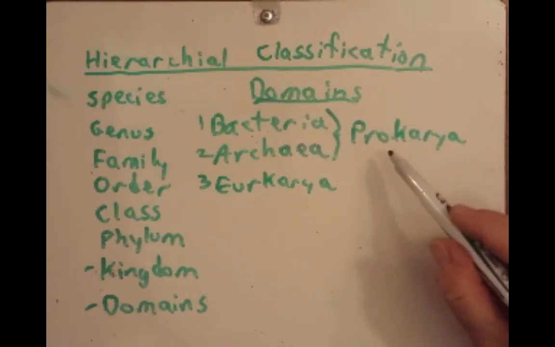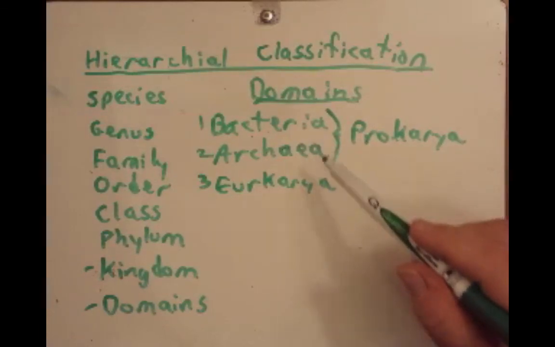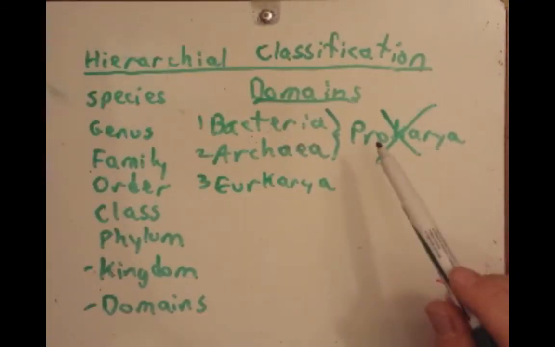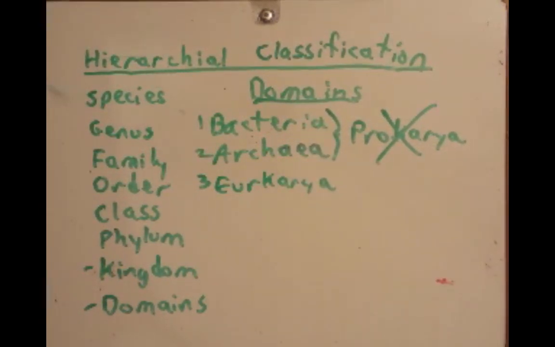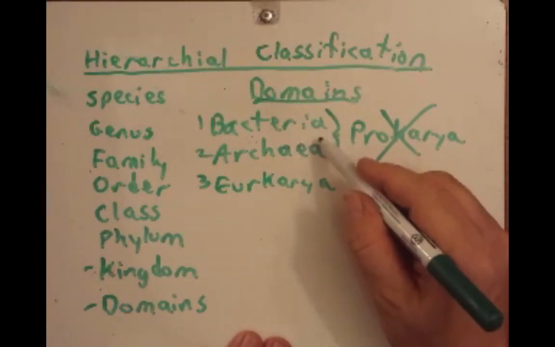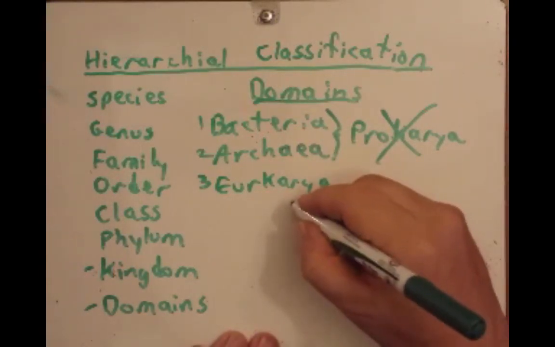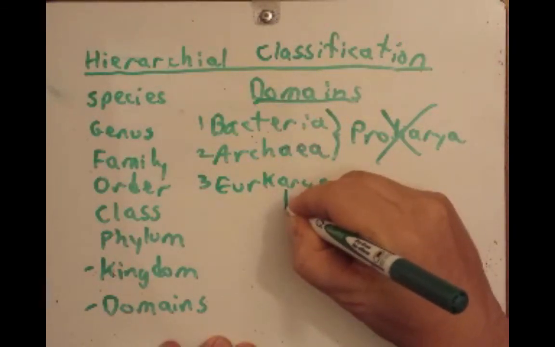Though if you use this term today, people will still know that you're talking about bacteria and archaea. However, we try to avoid using this term because we now recognize that archaea and bacteria are very separate groups that deserve to each be their own domain. So today we refer to having these 3 domains. Eukarya can be broken down further into 4 different kingdoms.